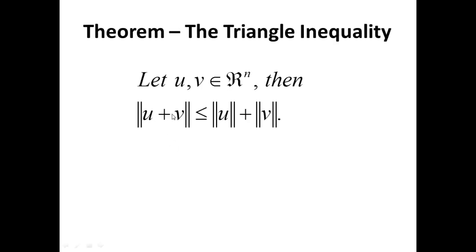Triangle inequality. The norm of u plus v is less than or equal to the norm of u plus the norm of v. We call that the triangle inequality.